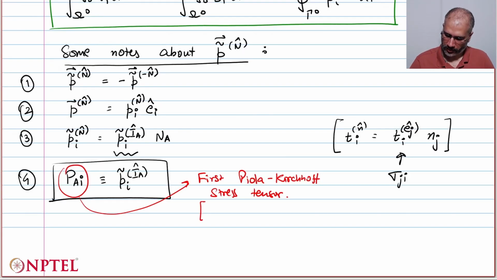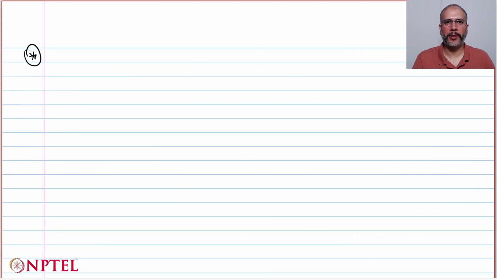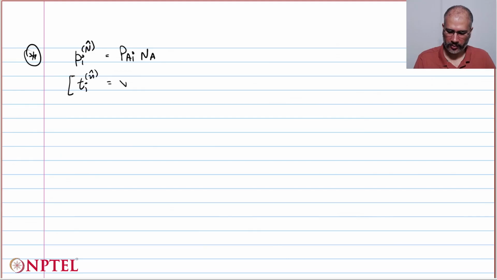We also write this as PK1 sometimes. So using this first Piola-Kirchhoff stress tensor, we can express the stress vector on an arbitrary cutting plane with a normal in the reference configuration along capital N hat as PAI NA. Just like we had written the Eulerian traction vector along small n hat as sigma ji nj.